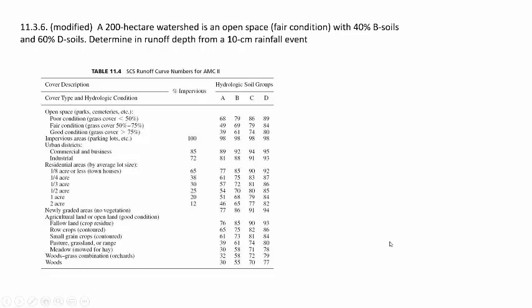Now we're going to discuss problem 11.3.6, and I put here modified because what we did earlier just had to do with these conditions shown in this problem. So we have a 200 hectare watershed in an open space and fair condition.